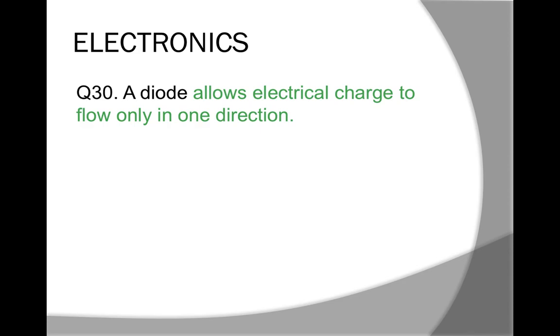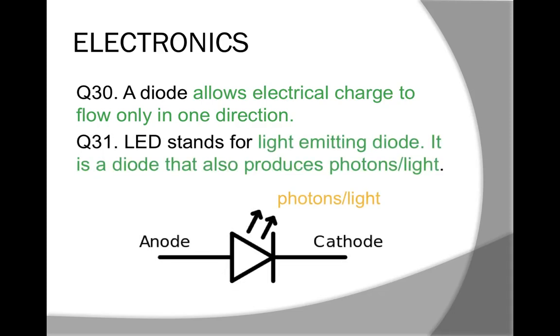A diode. We talked a little bit about this. Diodes are made from two layers of semiconductors. Basically, one has a little bit more electrons, the other one has a little bit less electrons. As a result, it only allows electricity to flow through in one direction. A diode only allows one direction.